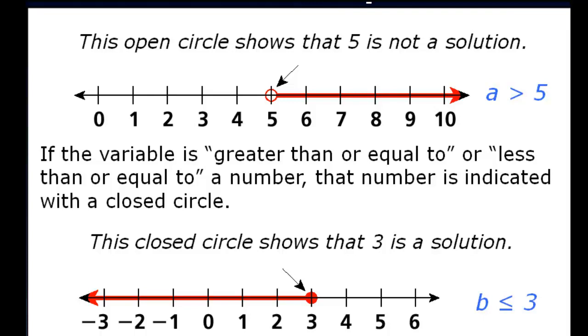5.01 is also greater than 5. So any number more than 5 but not exactly 5. That is the meaning of the open circle.